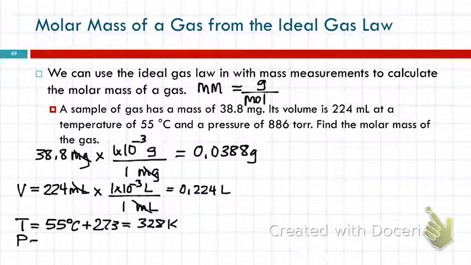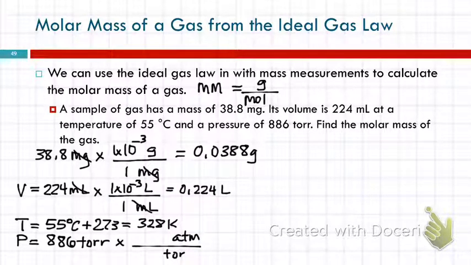And the pressure is given to us in torr. What does it need to be in? Atmospheres. So we need the relationship between atmospheres and torr. Torr is a different name for a millimeter of mercury. 1 atmosphere is 760 torr. So the torrs cancel out. We have 886 divided by 760.